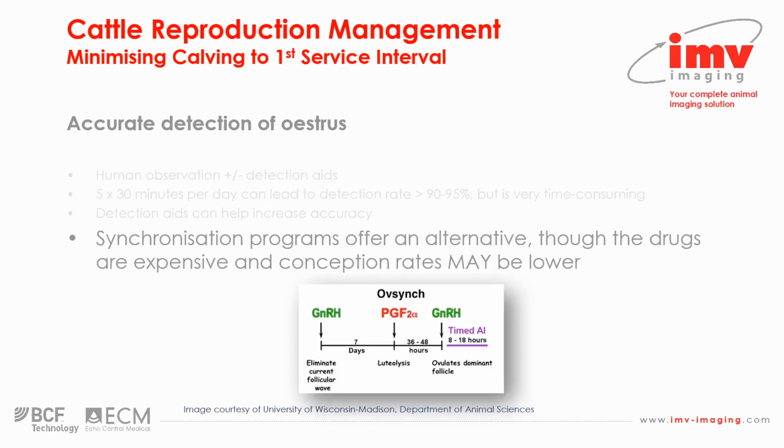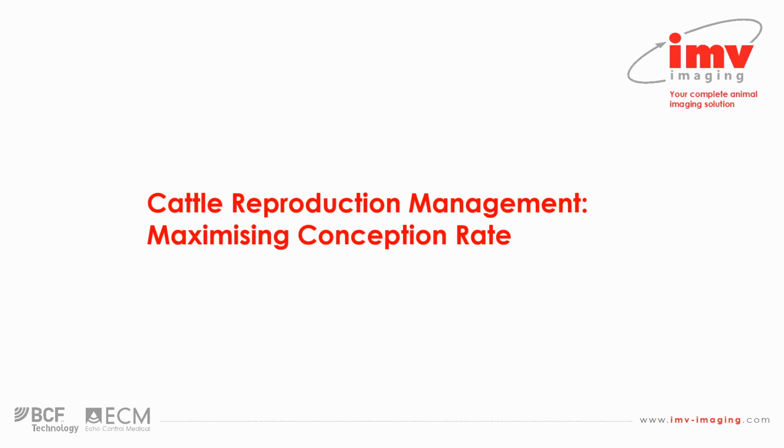The alternative, of course, is to use fixed time AI synchronization programs. They have their merits for certain, and a discussion of those is out with the scope of this webinar. But bear in mind that drugs can be expensive, and some studies suggest that conception rates are lower with fixed time AI and synchronization programs.